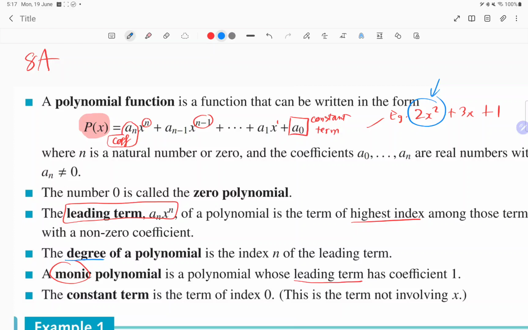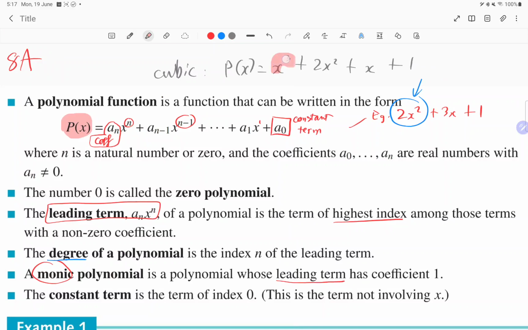What do you think? The degree of a cubic equation? 3. 3, yes, because the highest power is 3. Right? So remember, a cubic expression can look something like p(x) equals x cubed plus 2x squared plus x plus 1, for example. The highest power is 3, right? So that's why the degree of a cubic is 3.